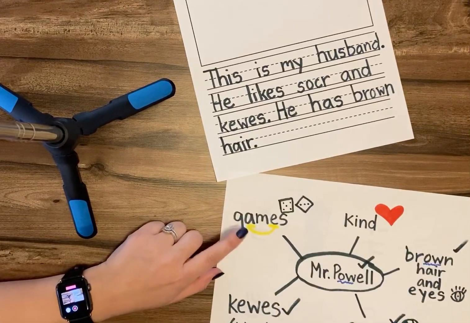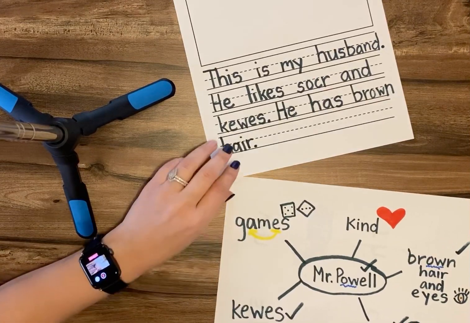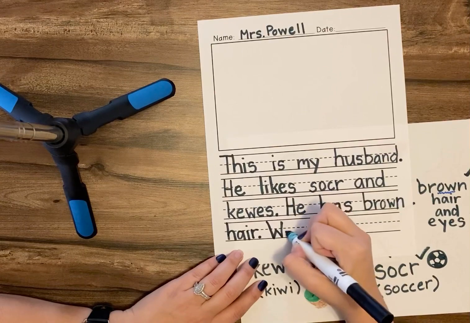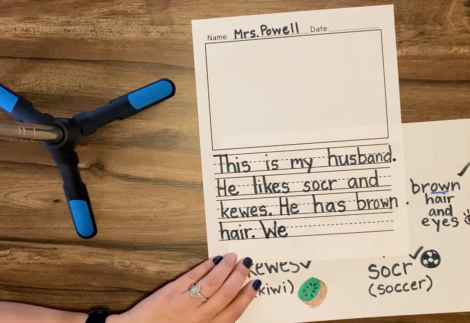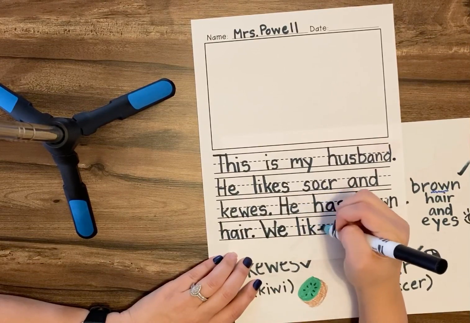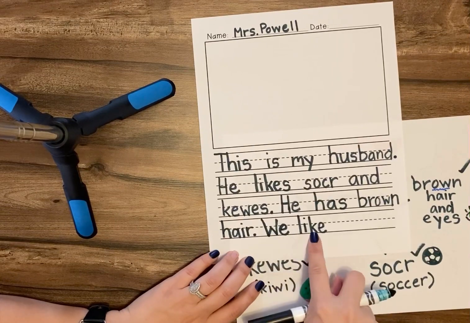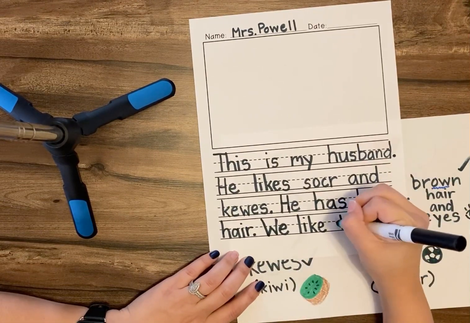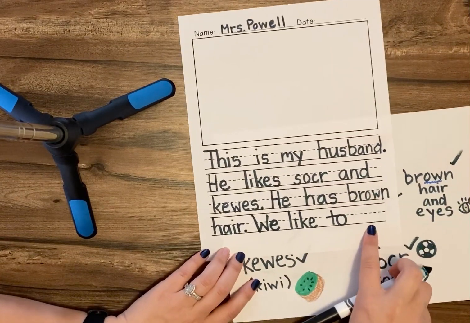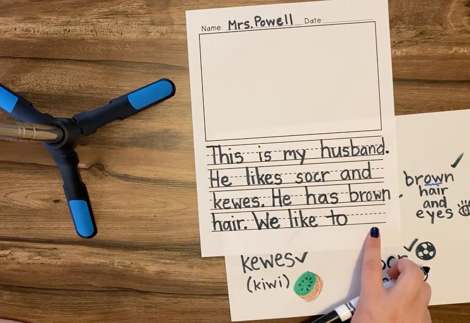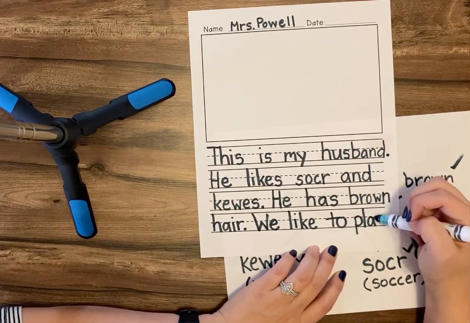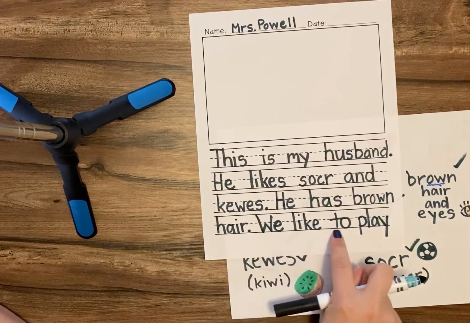Ooh, maybe I should talk about what we like to do together. Hey, I know the word we. We is also a sight word. W-E, we. We like, and I already wrote like up here. This time it doesn't need an S. We like to play games. We like to, T-O, to. I go to school. We like to play. Oh my goodness, you guys, can you believe it? Are you serious? Another sight word, play. P-L-A-Y, play. We like to play.